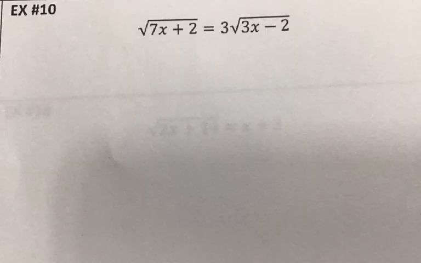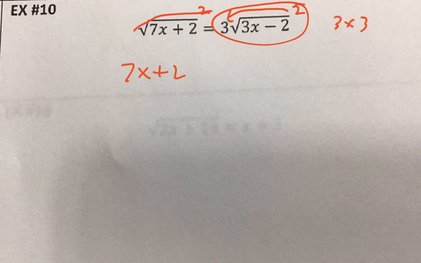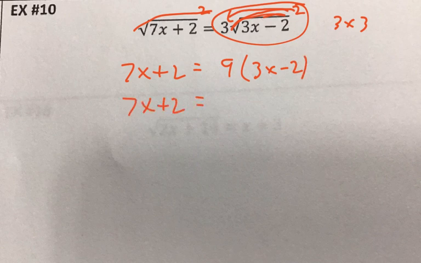Notice the square roots, guys. What are we going to do? We are going to square both sides. Here, the square root cancels out. We have 7x plus 2. Here, we have to realize that 3 squared, 3 times 3 is 9. The square will also cancel out this square root. We're left with 3x minus 2. So 7x plus 2 will equal 9 times 3 is 27x. 9 times negative 2 is negative 18.